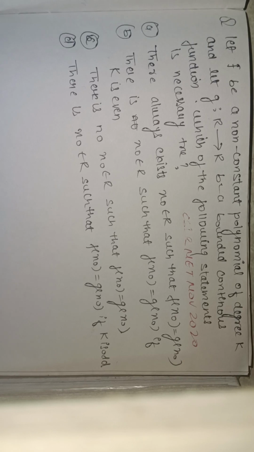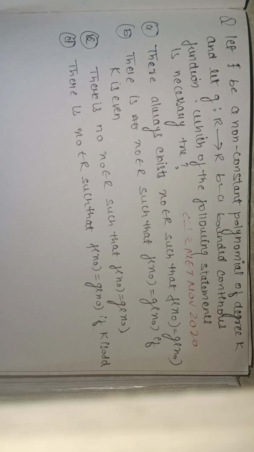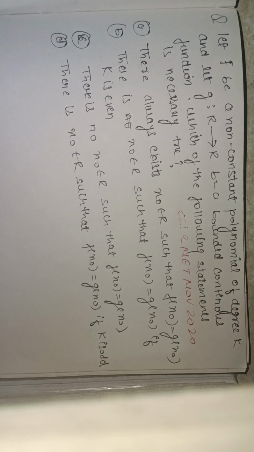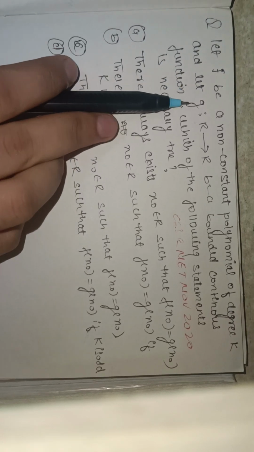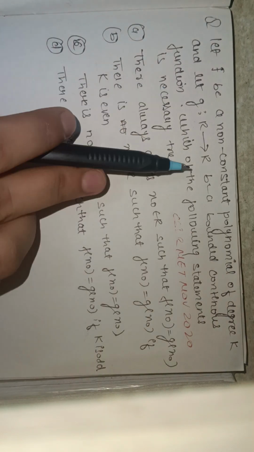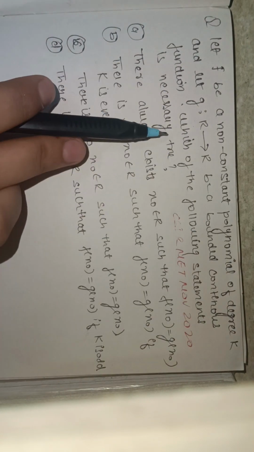In this video lecture, I am going to discuss the next PYQ of real analysis asked in CSIR November 2020. So our question is: let f be a non-constant polynomial of degree k and let g from R to R be a bounded continuous function. Which of the following statements is necessarily true?